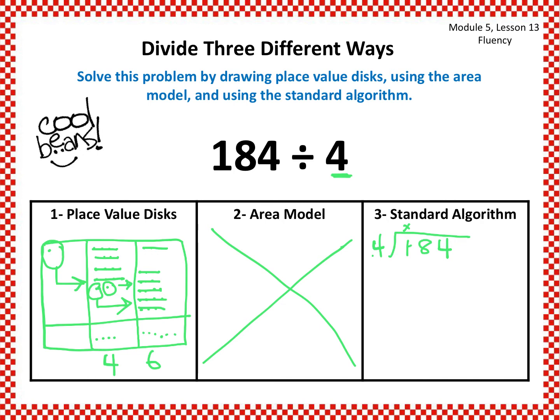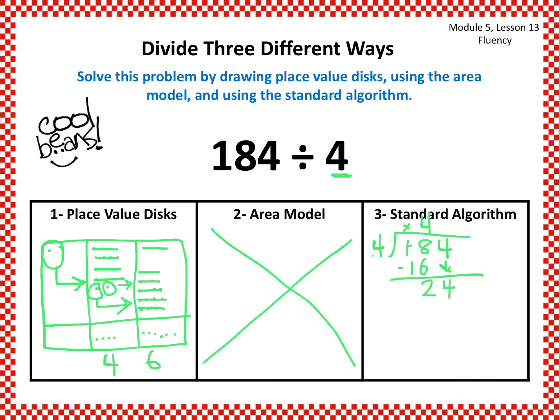However, in 18, there are 4 groups of 4. So I know that 4 times 4 is 16. I'm trying to get rid of that 16. So I subtracted, and I'm left with 2. And I bring down the 4 next to it. So now I start over.